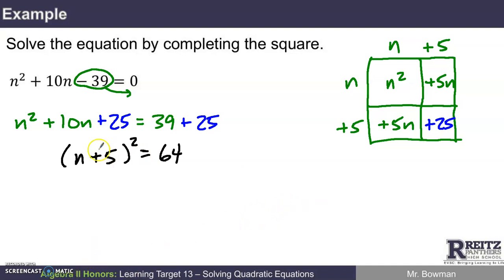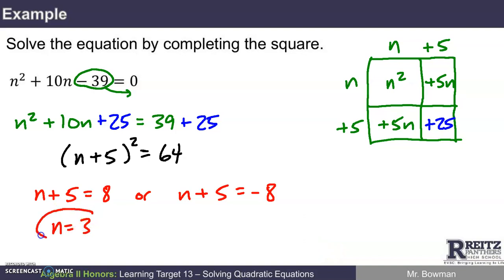And I can now solve this with that square root property of equality. If I think about something squared equaling 64, then either that something equals the square root of 64, 8, or that something equals the opposite of the square root of 64, negative 8. And I can get my two answers. This one gives me n equals 3, and this one gives me n equals negative 13. If you want to check, those both do solve the original equation.